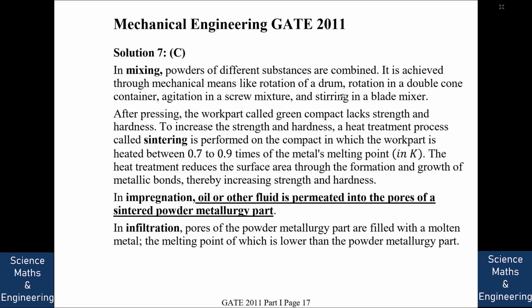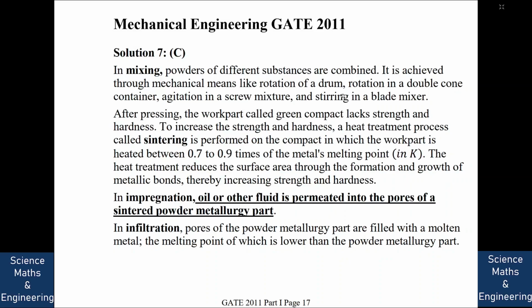Now next we do impregnation, where oil or other fluid is permeated into the pores of a sintered powder metallurgy part. Now if we do not do impregnation, what we can do is that the pores of this powder metallurgy product may be filled with some other molten metal. This molten metal will have a melting point lower than the powder metallurgy part. So if this molten metal goes inside the powder metallurgy part, then it is known as infiltration.